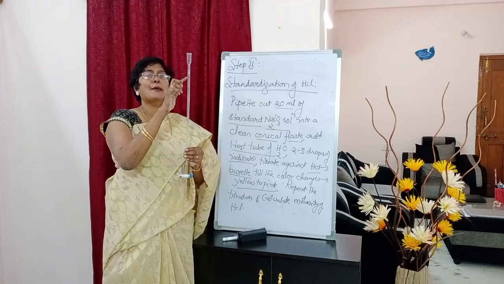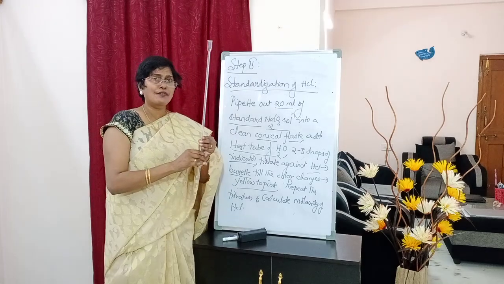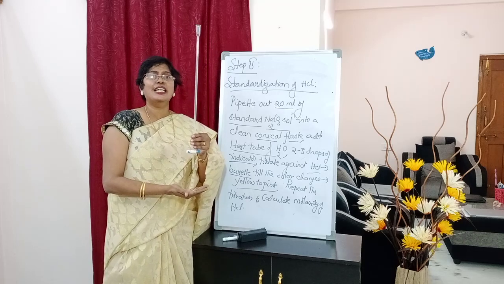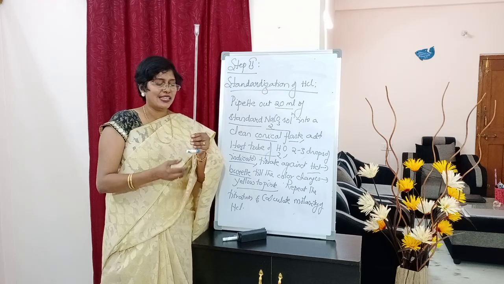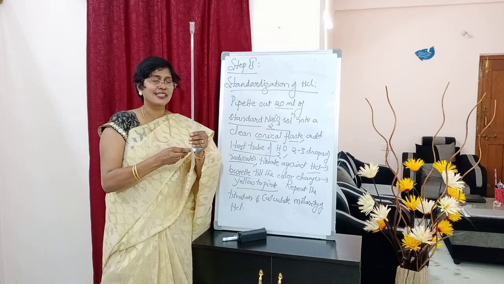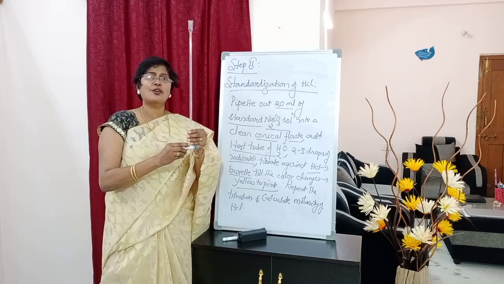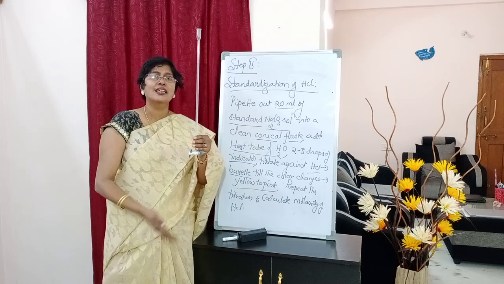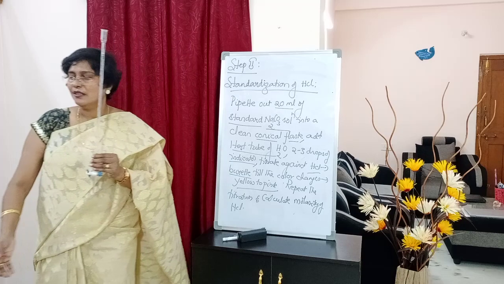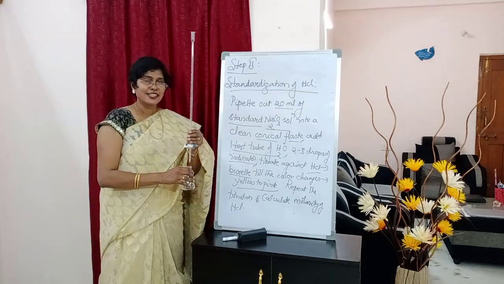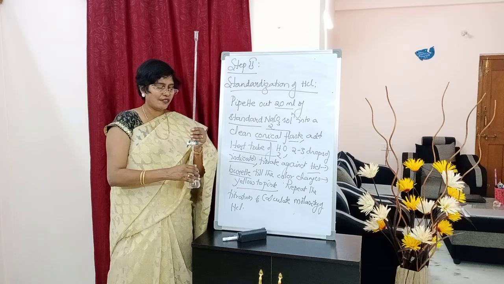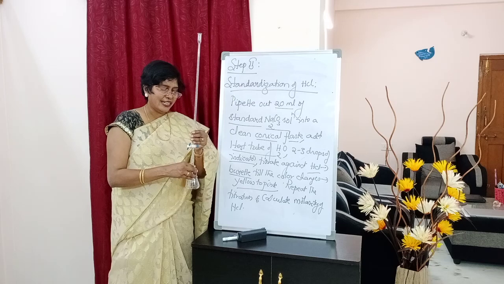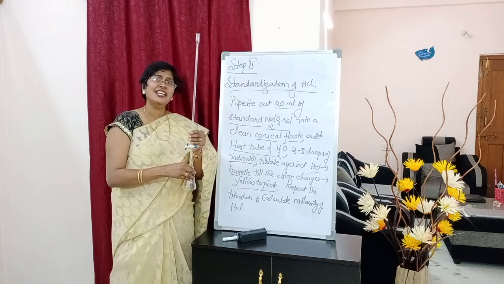So we will fill up to the mark, fix this burette to the stand, and below we will put the conical flask. Slowly we will release like this, drop by drop we will release HCl, not into the air. There will be the conical flask here. So when drop by drop is coming down from the burette, we will slowly titrate the solution present in the conical flask.